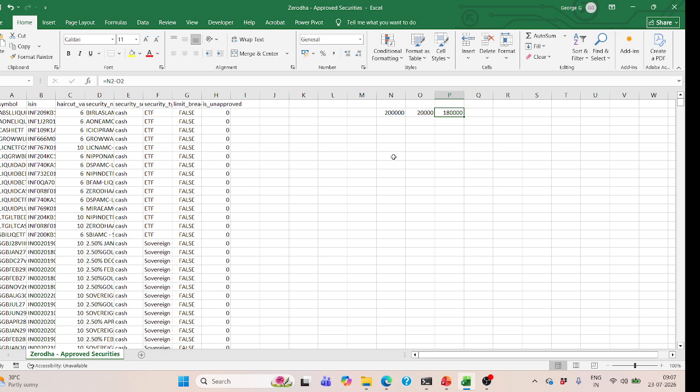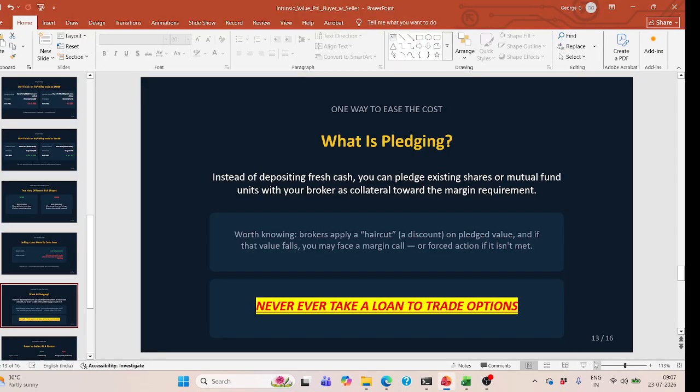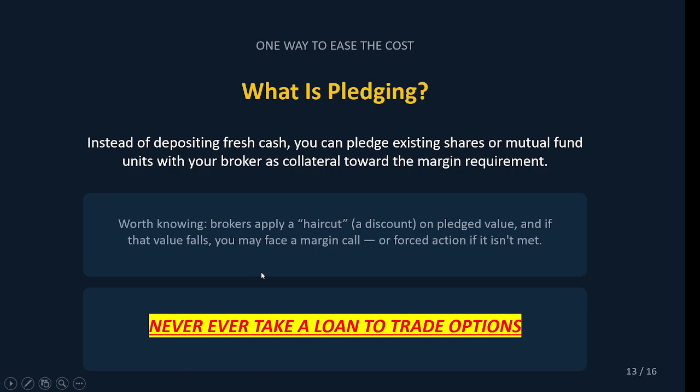So you can make money if that asset increases, as well as trade with that margin and make money. But when I say you can pledge, it doesn't mean you can take a loan or pledge your physical gold. If you are planning to do options trading, you should always have a primary income, and this will be your secondary income.